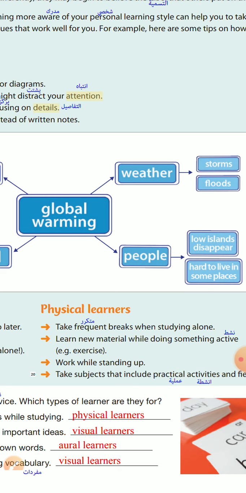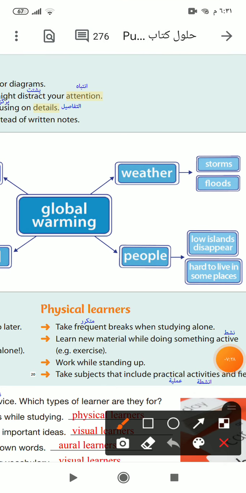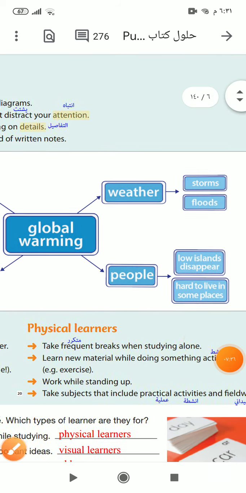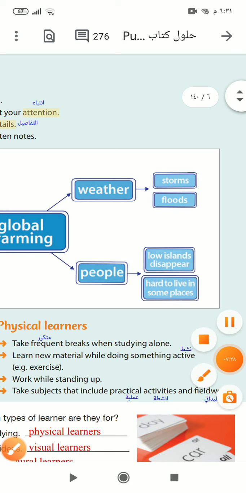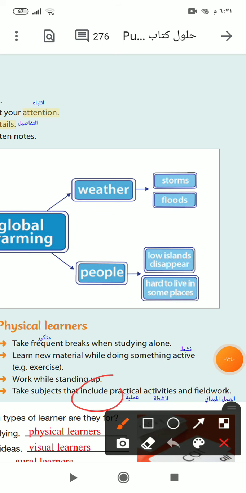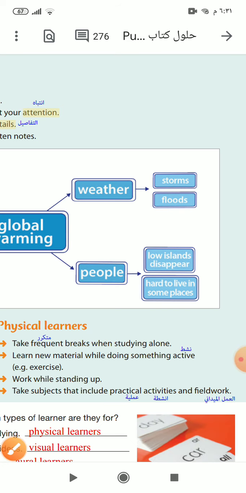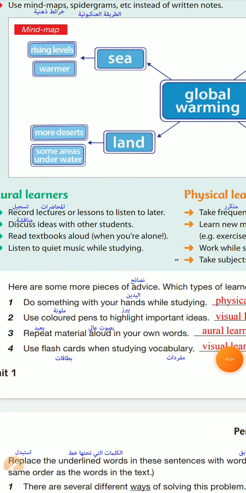Okay, the next one: work while standing up. The last one: take subjects that include. If you look at include, the opposite of this is exclude. Include يتضمن, exclude يستثني particular activities and field. Okay, I hope you understood the text.